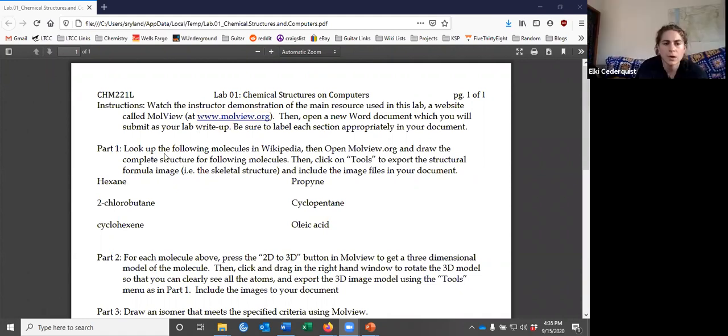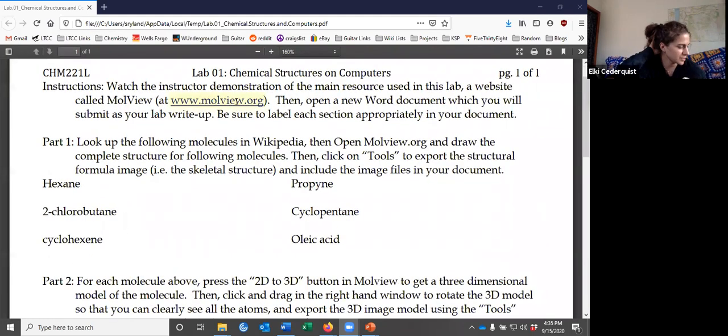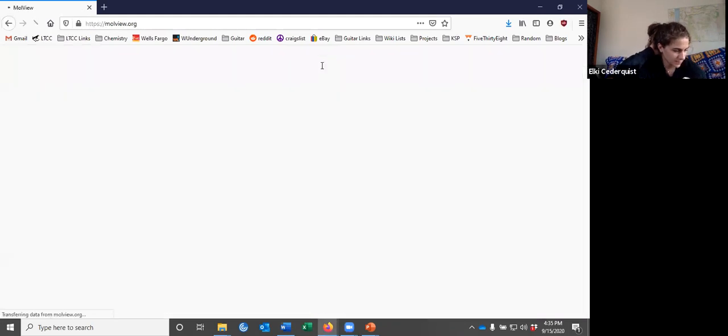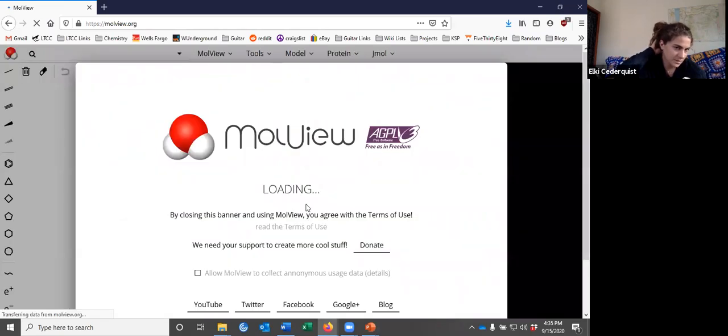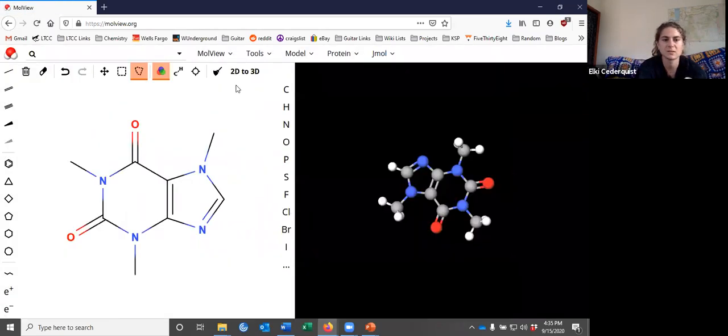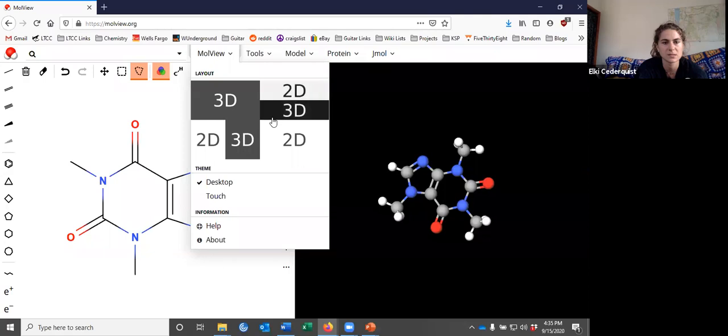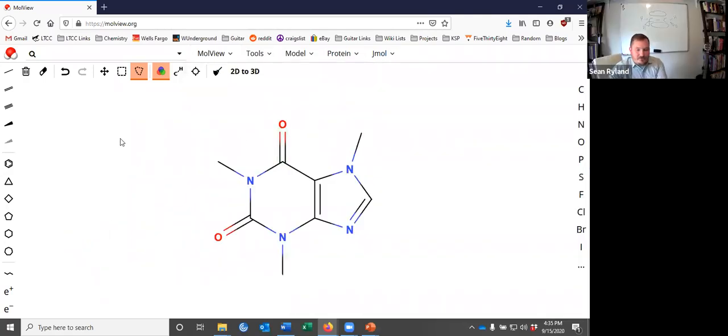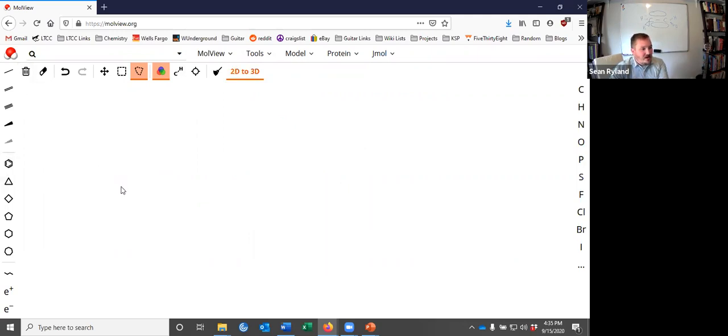Can you go through how to use that interface? Because I was trying to use it and it wasn't really super obvious to me. Yeah, so it always pops up with caffeine when you load it. That's just their filler when you load it up, because chemists like caffeine.